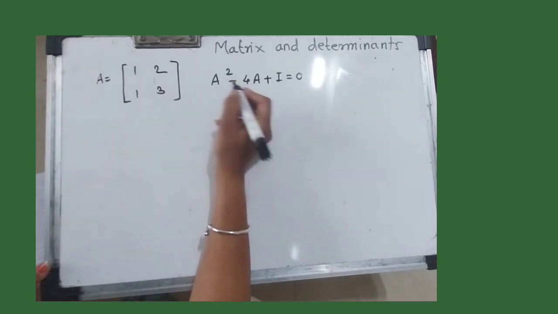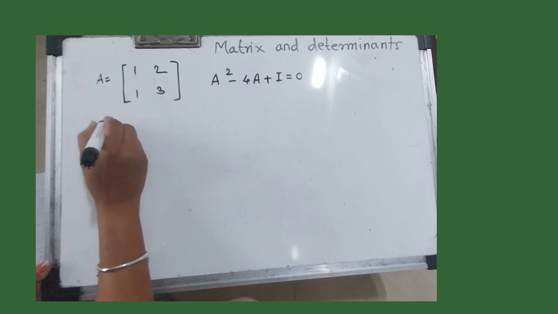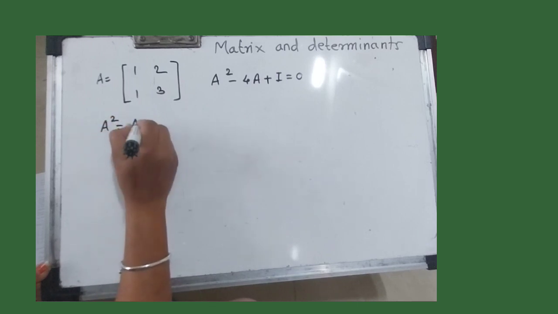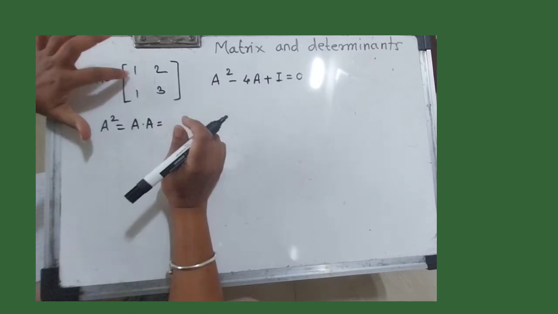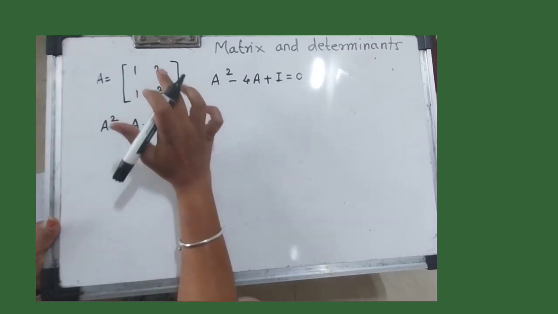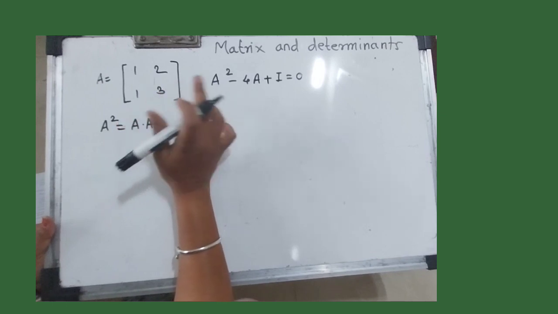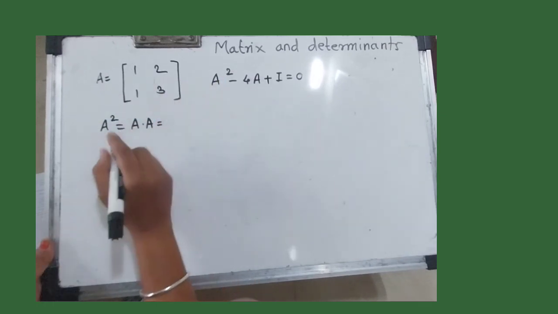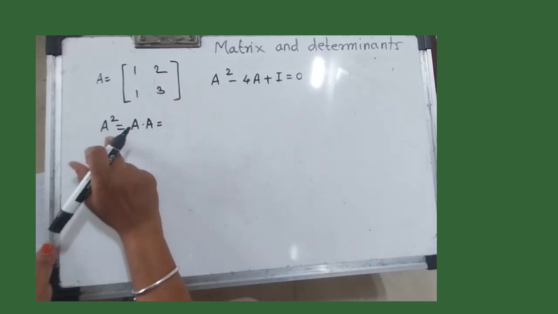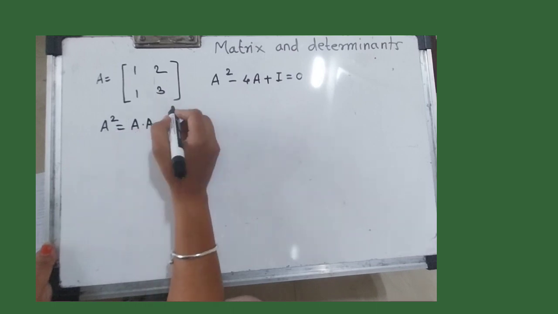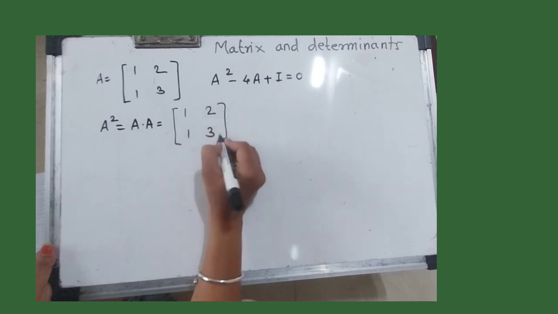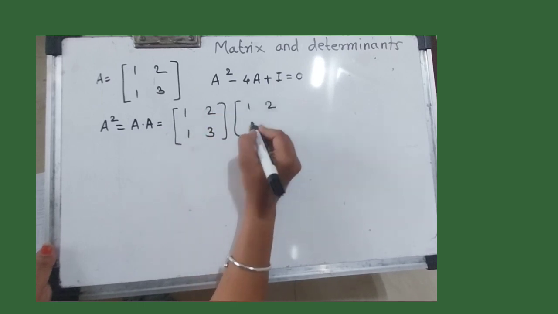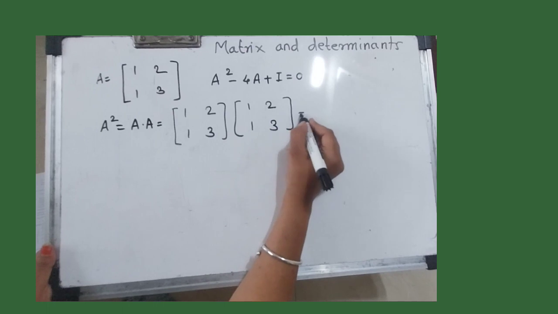See what they want. A square. Find out A square. A square is what? A into A. Don't do it like this: 1 square is 1, 2 square is 4, 1 square is 1, 3 square is 9. No, this is a wrong method. What we have to do here, for the A square, write down A into A. And we know the product. How to take a product. 1, 2, 1, 3. How to take the product?